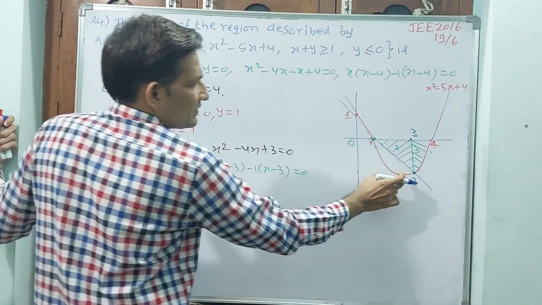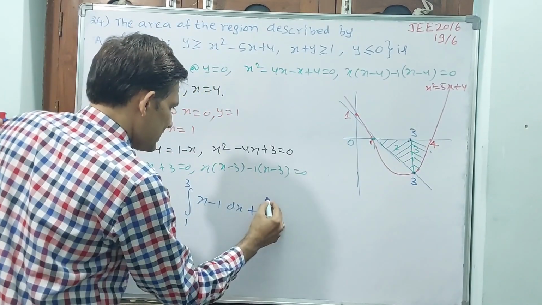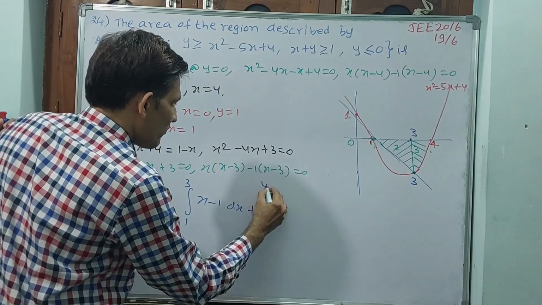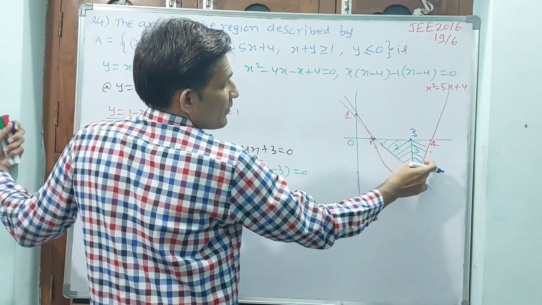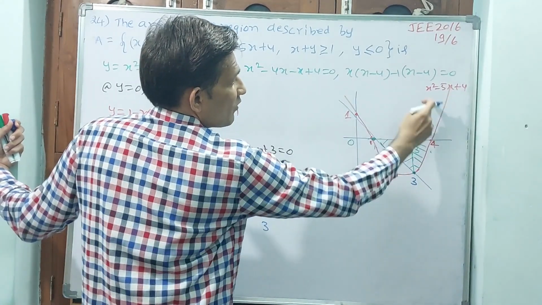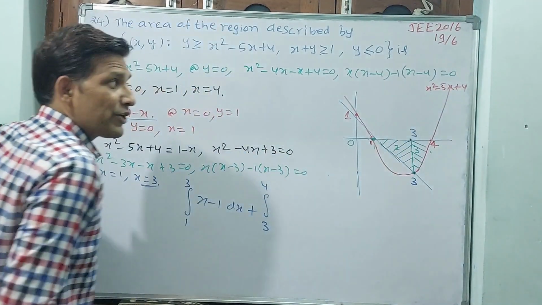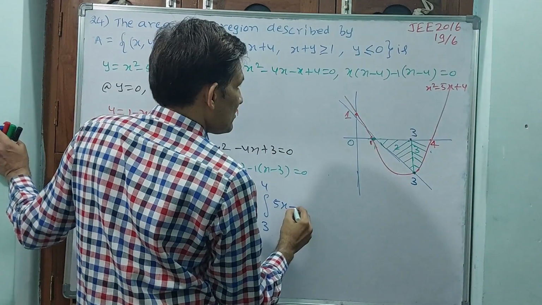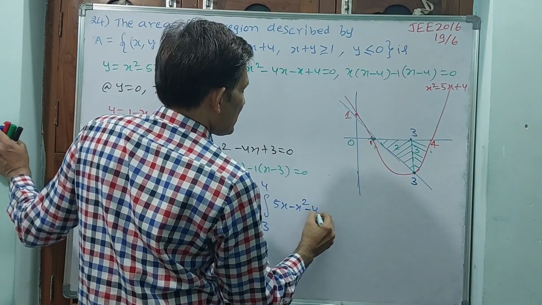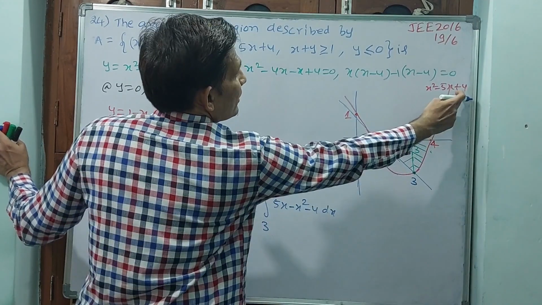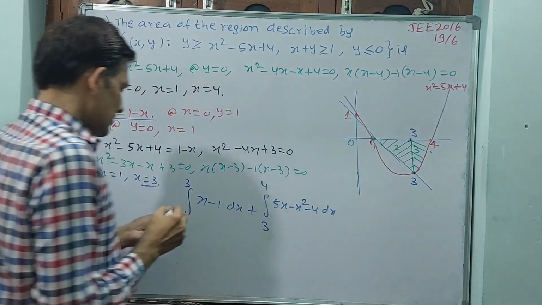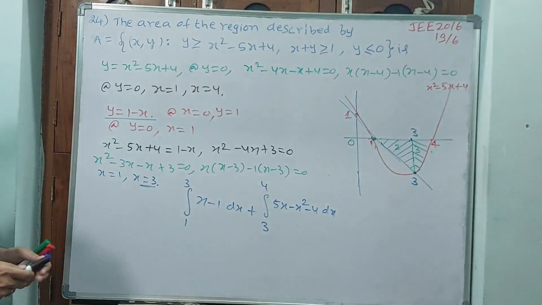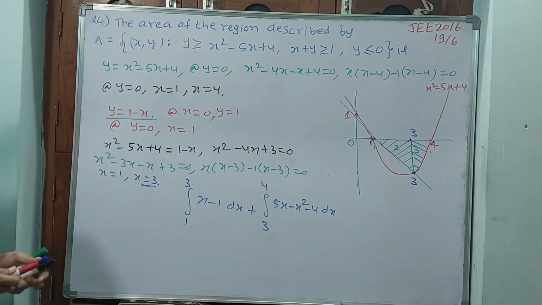Plus, integral from 3 to 4 of this curve. But this also you have to take negative. If you take negative, automatically it becomes 5x minus x square minus 4 dx. This one is minus, this is plus. Now you solve, apply the limits and you are going to get the answer.